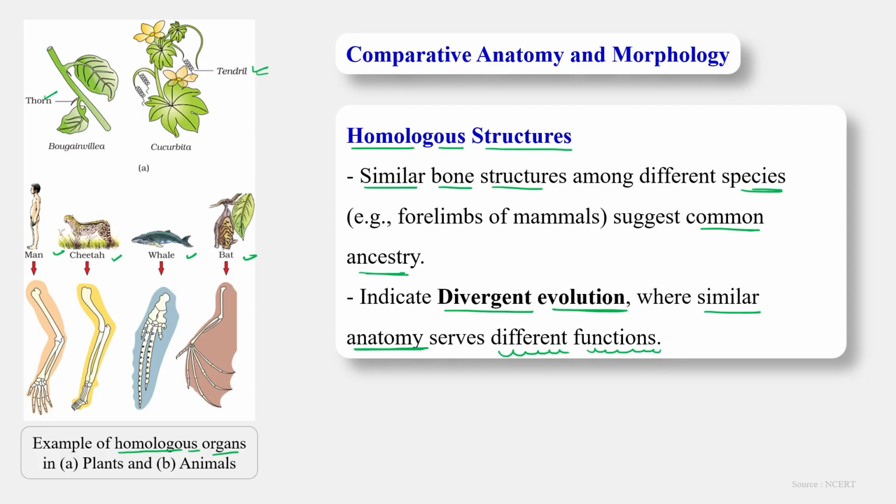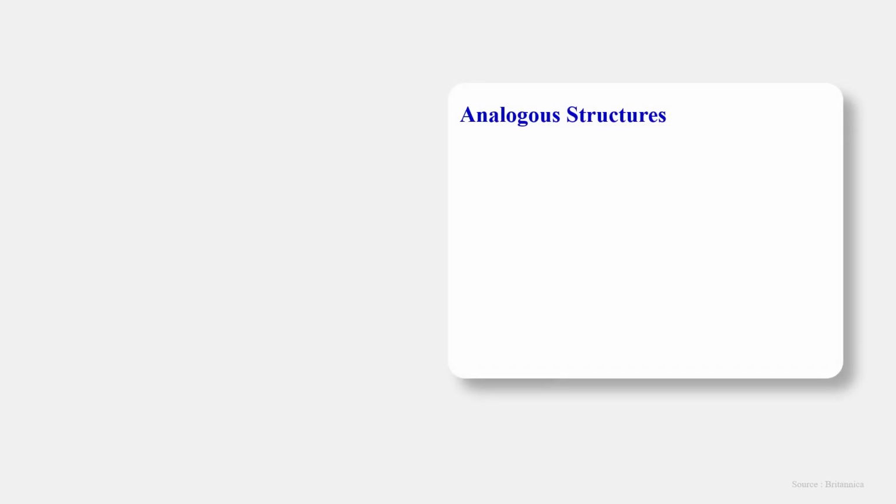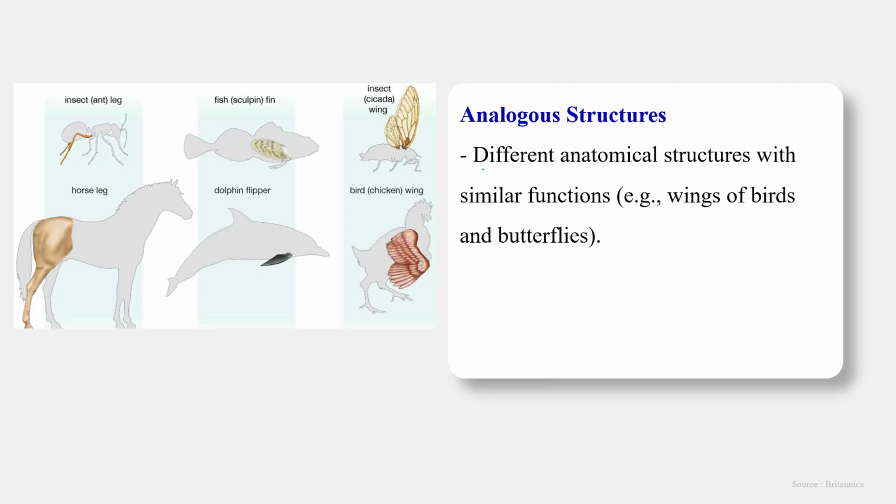This thorn is actually responsible for reducing water loss, while this tendril helps to climb the cucurbita, right? The forelimb of the cheetah helps it to run, while the whale's helps it to swim, right? So different types of function but similar anatomy. Another term is analogous structure, in which the structures are different but the function is the same.